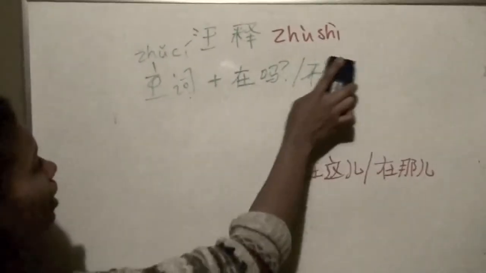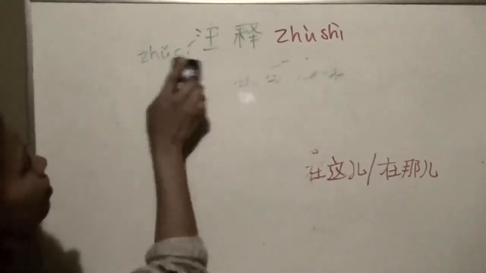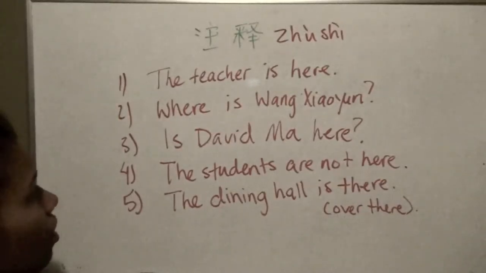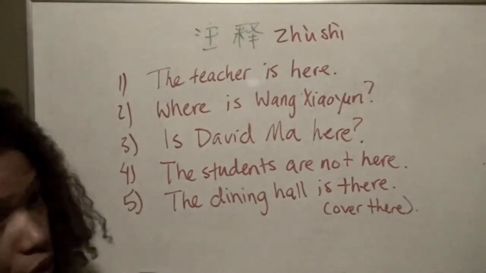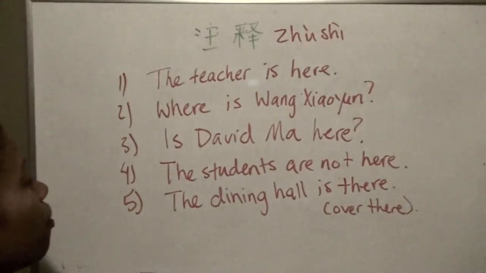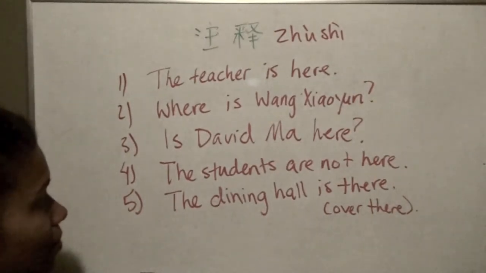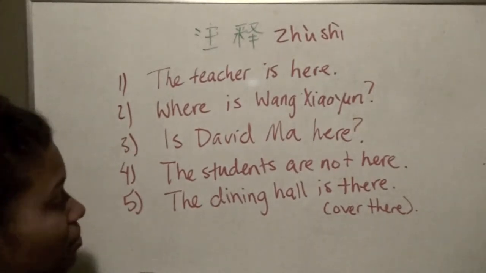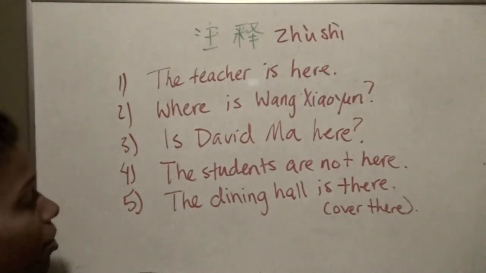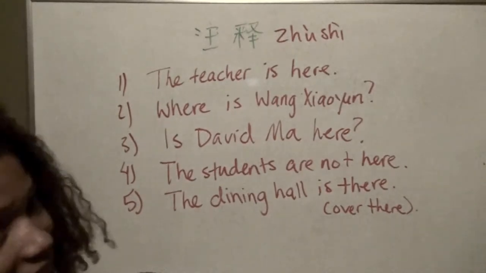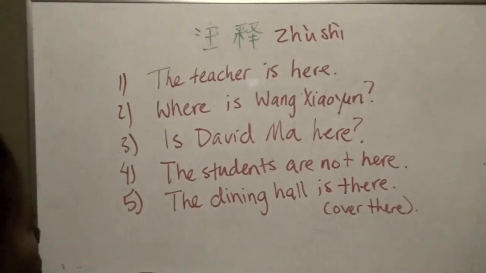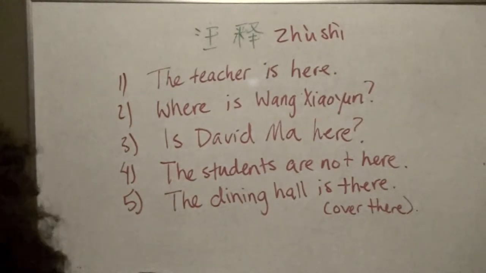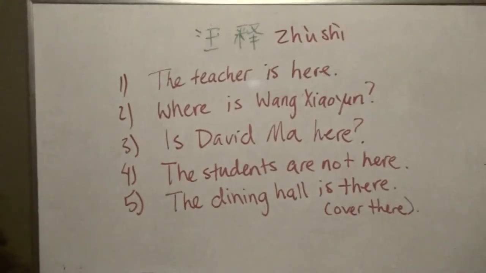So, let's do a quick quiz. 小考准备好了吗? Number 1, the teacher is here. Number 2, where is Wang Xiaoyuan? Number 3, is David Ma here? Number 4, the students are not here. Number 5, the dining hall is there. So I'll give you guys a little bit of time to do that.